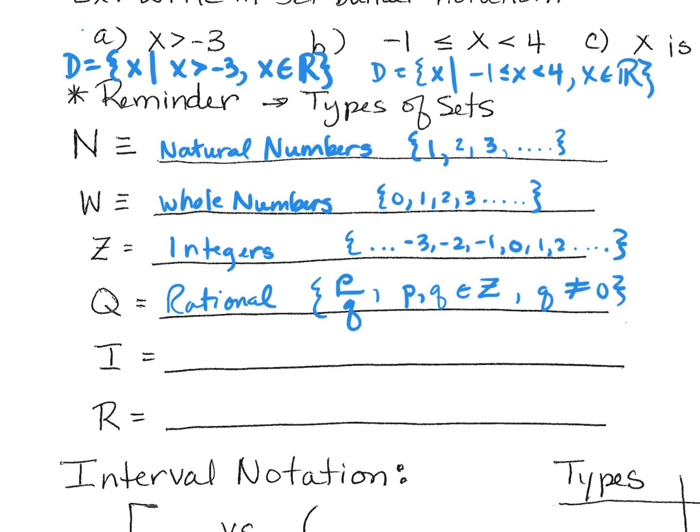All right, good. I are the irrational numbers. Irrational numbers. Okay, irrational numbers are non-repeating, non-terminating numbers. So they're non-repeating, non-terminating.